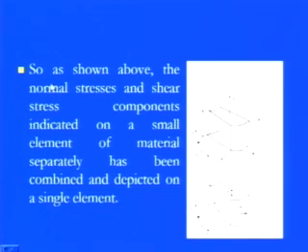Similarly, the same 9 components we can also describe in the polar coordinates, or we can say the cylindrical coordinates r, theta, z. As shown above, the normal stress and shear stress components indicated on a small element in this material separately have been combined and depicted on a single element. Pretty simple: these are my normal stress components, acting in r, sigma r, or sigma theta or sigma z. For the shear stress components, if you are working on the theta domain, we have tau theta z and tau theta r. If you are working in the r domain, then we have tau rz and tau r theta, and if you are working in the z domain, then we have tau z theta and tau z r.